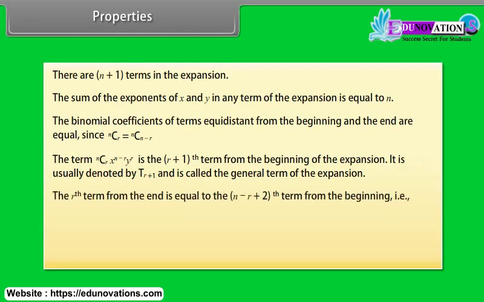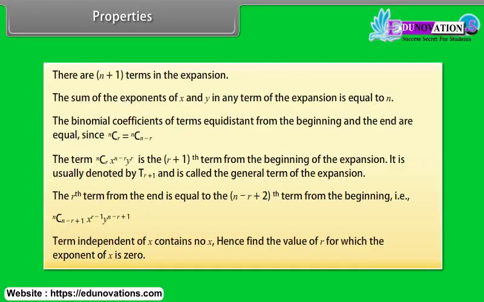The rth term from the end is equal to the (n − r + 2)th term from the beginning, that is nC(n−r+1) x^(r−1) y^(n−r+1). The term independent of x contains no x, hence find the value of r for which the exponent of x is 0.